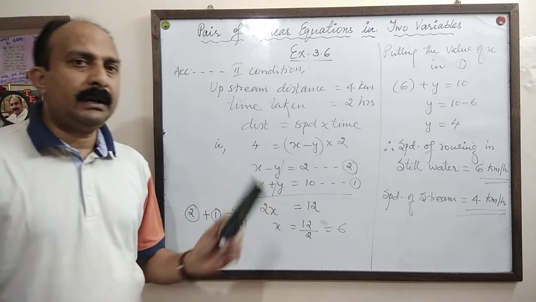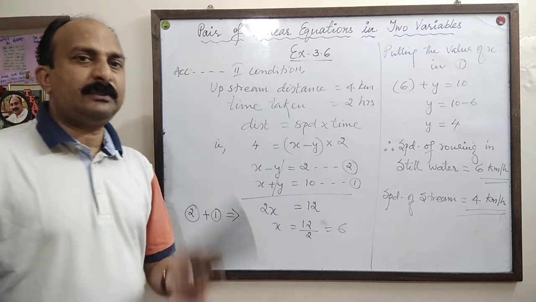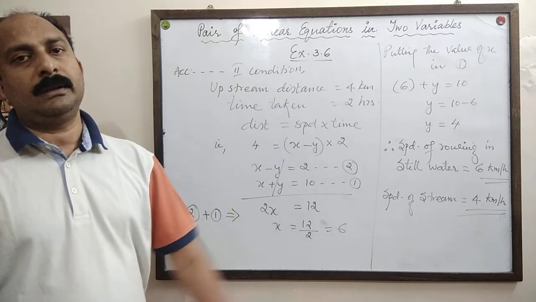If the speed in still water is x and the speed of stream is y, speed downstream will be x plus y and speed upstream will be x minus y.